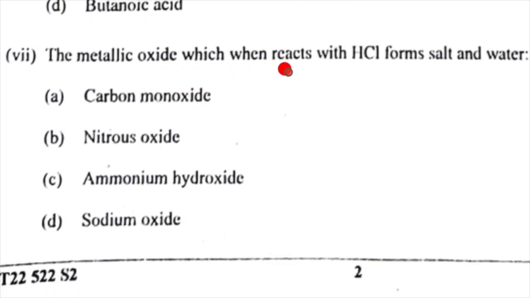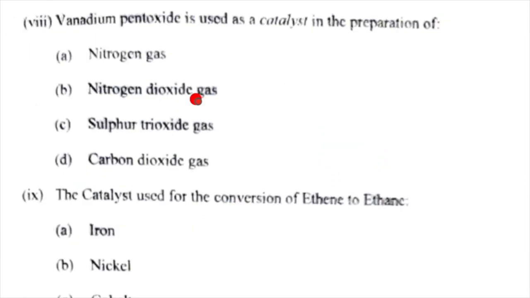The metallic oxide, which when reacted with HCl forms salt and water. Now, which one is the metallic oxide? Carbon, no. Nitrous, no. Ammonium, no. It will be sodium. So the correct option is D. The eighth one, vanadium pentoxide is used as a catalyst when SO2 becomes SO3. In the preparation of it will be sulfur trioxide. Where is it? Here. So the correct option is C.